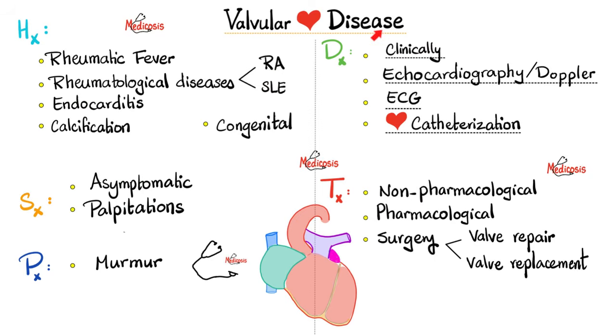So let's review valvular heart diseases. The history. The patient usually has rheumatic fever or a rheumatological condition such as rheumatoid arthritis or systemic lupus erythematosus, endocarditis, whether it's infective or non-infective, calcifications of the valve, or congenital anomaly in the valve, such as the bicuspid aortic valve. I have separate videos on rheumatic fever, rheumatoid arthritis, lupus, endocarditis, and more. See my cardiology playlist and my rheumatology playlist.